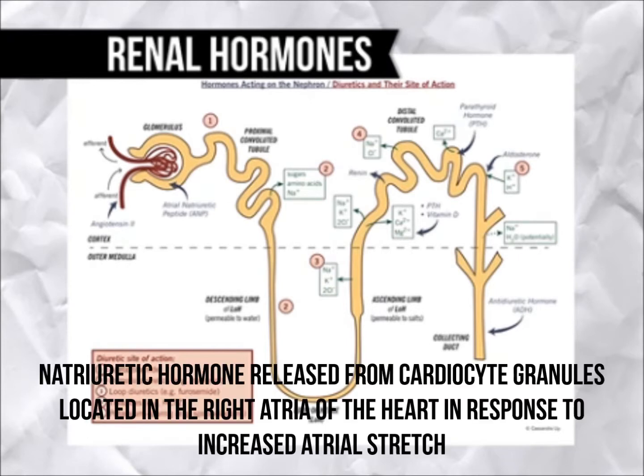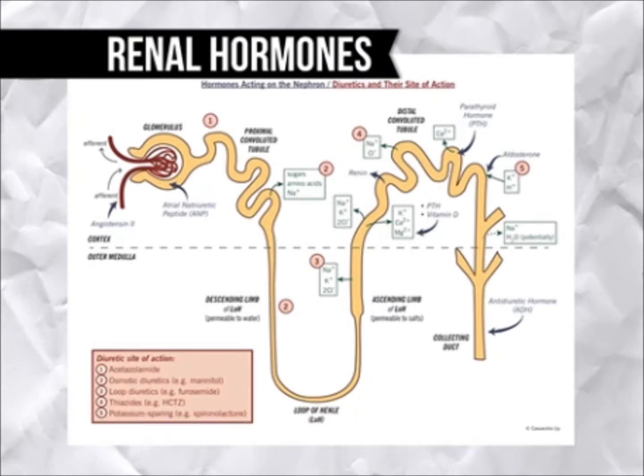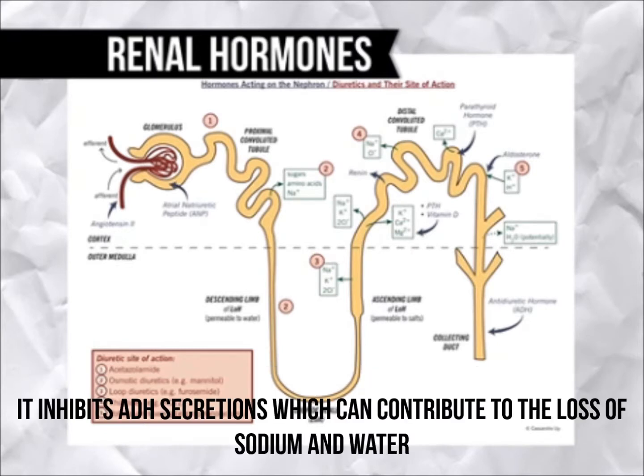Third, natriuretic hormone, released from the cardiocyte granules located in the right atria of the heart in response to increased atrial stretch. It inhibits ADH secretion, which can contribute to the loss of sodium and water.